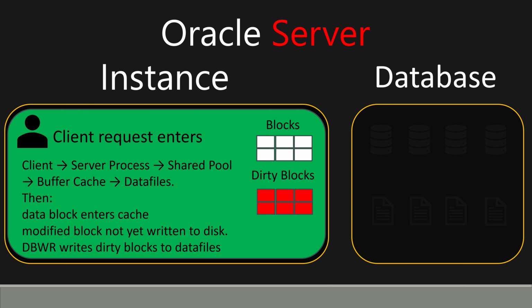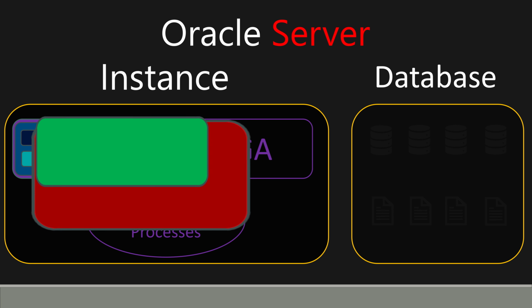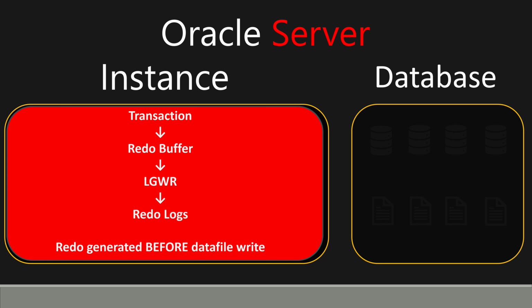Then comes to redo buffer. Redo buffer temporarily stores redo entries generated by transactions. These redo records are critical for database recovery and durability. Redo information is written before data file writes occur.